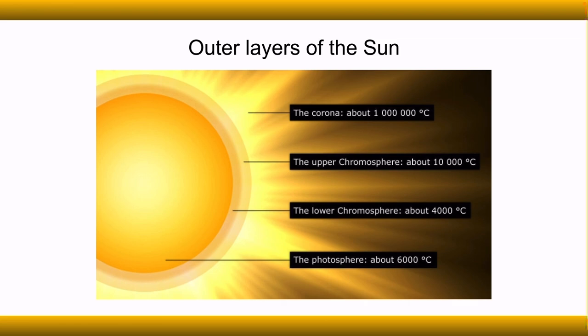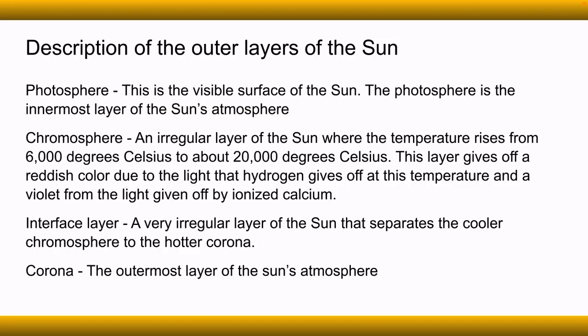Now we're doing the outer layers of the sun. These outer layers are basically considered the sun's atmosphere. The first, the innermost layer, is the photosphere. This is the visible surface of the sun. I already said that was the innermost layer.